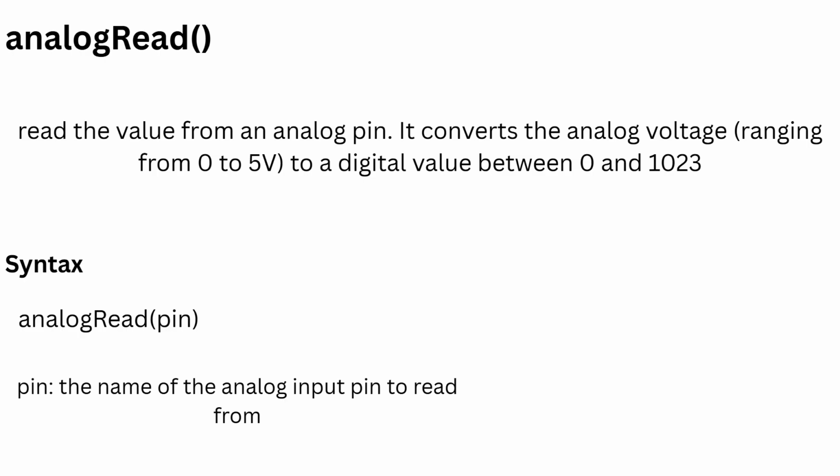This function is used to read analog signals, like varying voltages from components such as potentiometers, light sensors or temperature sensors. On most Arduino boards, analog inputs are labeled A0 to A5. When we use analogRead on Arduino board pin number A0, it reads the voltage on pin A0 and returns a number between 0 and 1023.